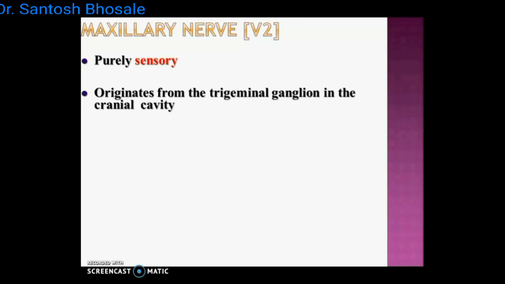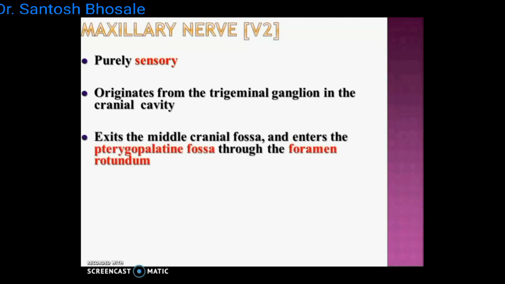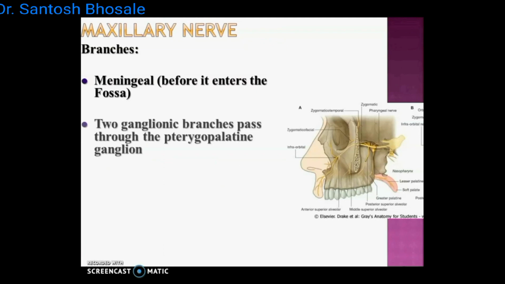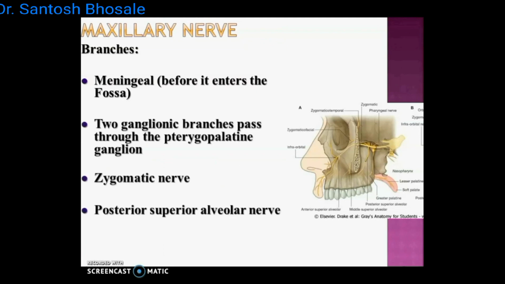So the maxillary nerve is purely sensory, originates from the trigeminal ganglion in Meckel's cave, enters the fossa via foramen rotundum and gives meningeal branches before entering. Within the fossa it gives 2 ganglionic branches and 3 distributing branches, that is ZIP: zygomatic, posterior superior alveolar and infraorbital nerve. Remember as ZIP, ZIP. So you can see the branches there.